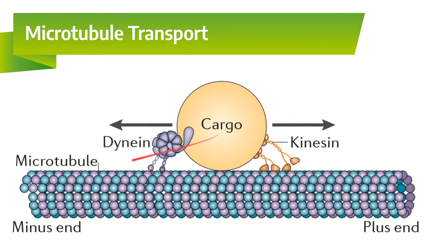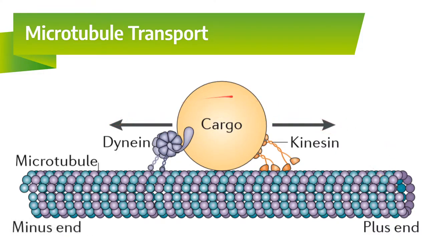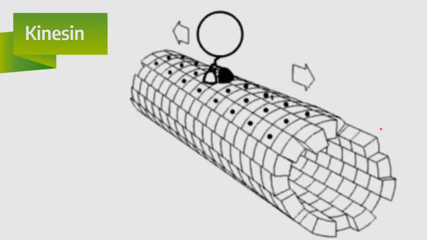Right, so kinesin goes from minus end to plus end, and dynein goes from plus end to minus end on a microtubule. Okay, today we're going to learn a little bit more about dynein, structurally and functionally, and also different areas where it appears and is very important.